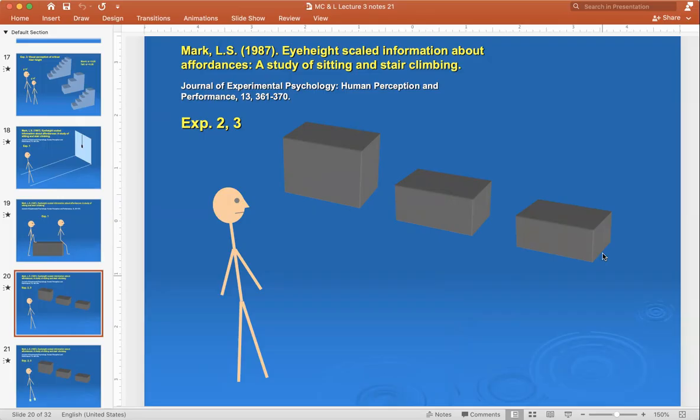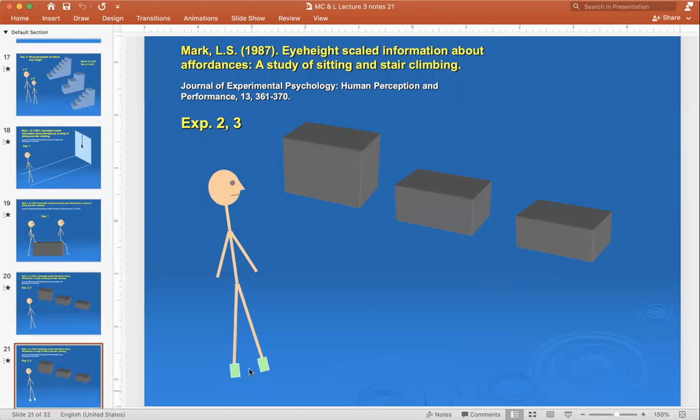Basically, the definition was to park your butt on it and lift your feet off the floor without using your hands. So you could actually rest your butt on one of these blocks, the highest one you could pick. They all gave an estimate of that. And then he put 10 centimeter blocks on their feet. So in essence, he increased eye height by 10 centimeters.